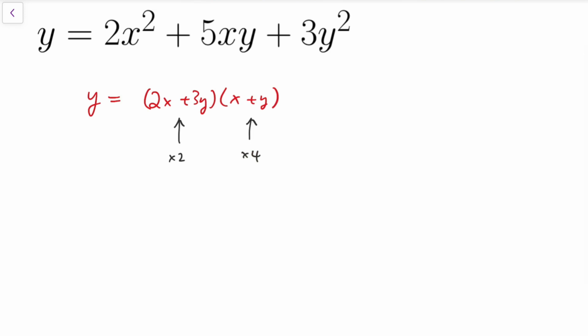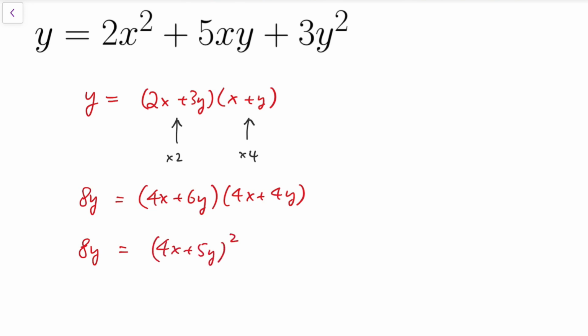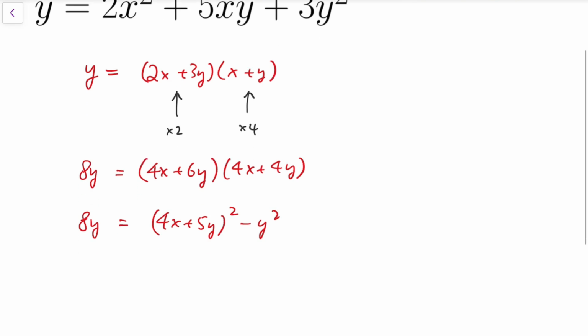So then, for the left, we have 8y. Then for the right, we have 4x plus 6y multiplied by 4x plus 4y. Now we know how completing a square works, which is 4x plus 5y all squared minus y squared. But that's not enough.